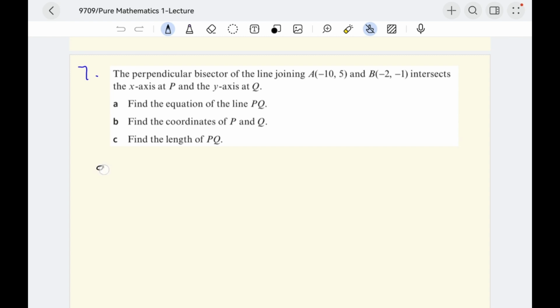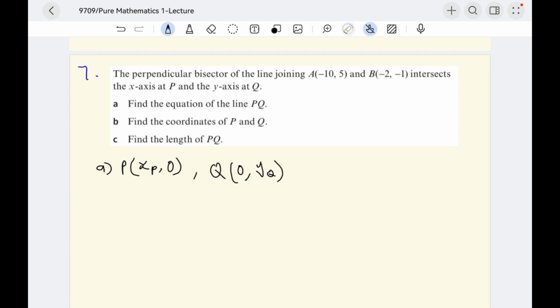For part A, for the coordinate P, when it intersects at the x-axis, it means that the y-coordinate of P must be 0. So let's label it as (xp, 0) for the coordinate of P. Meanwhile, for Q, it intersects at the y-axis, which means that the x-coordinate of Q is 0, and let's label it as (0, yq). You can make it in this way.